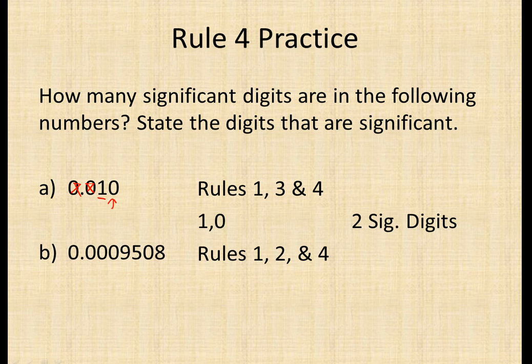Okay, the next one, we look at our non-zero digits. We see that because of rule 2, where it says zeros in between two non-zeros are significant, this 0 is significant. And then rule 4 says that zeros to the left of our first non-zero are not significant. So we have 9, 5, 0, and 8, and we have 4 significant digits.